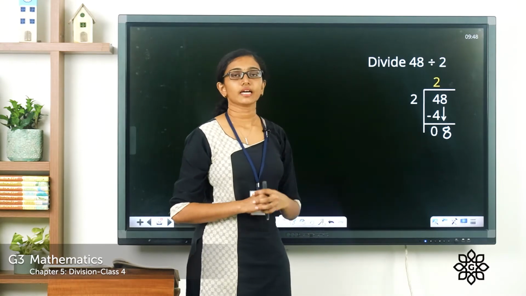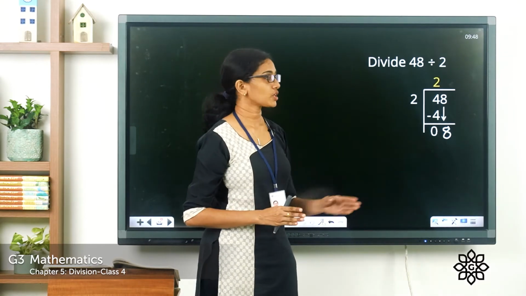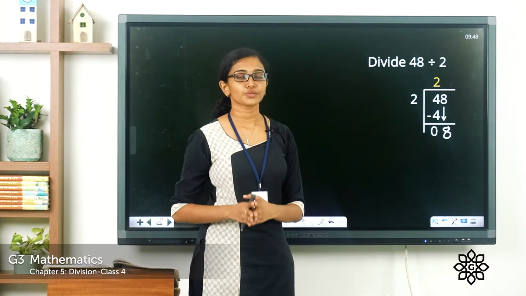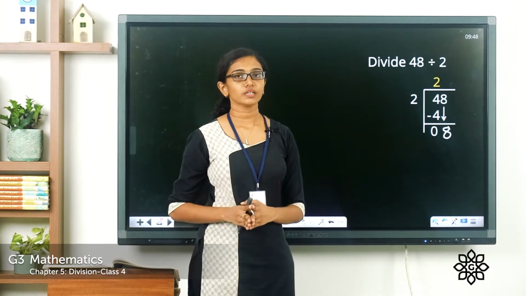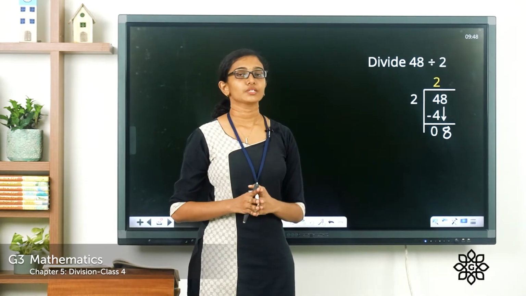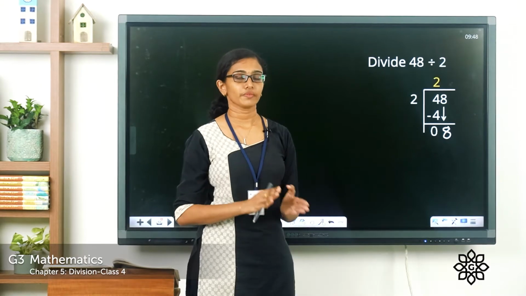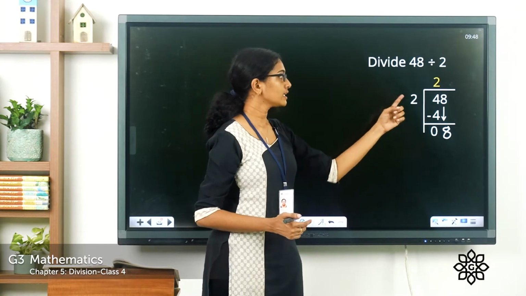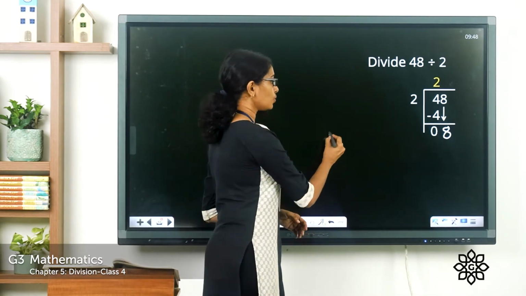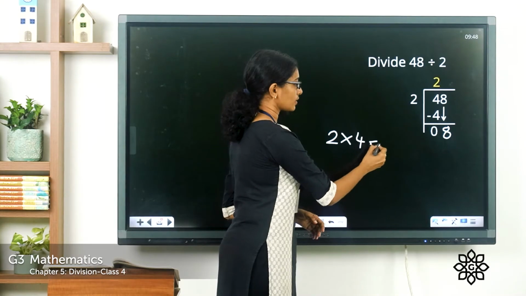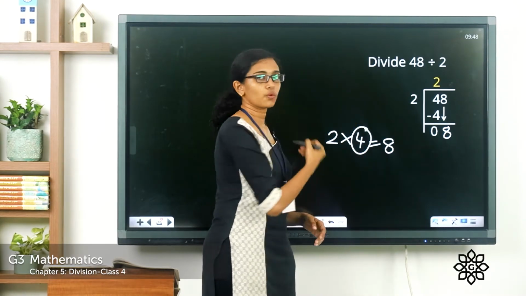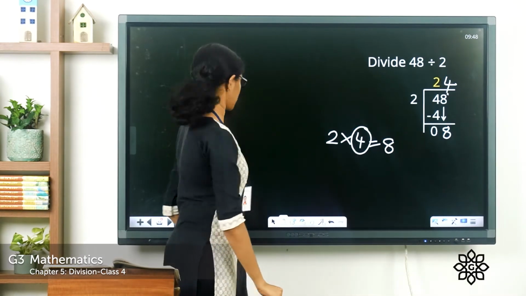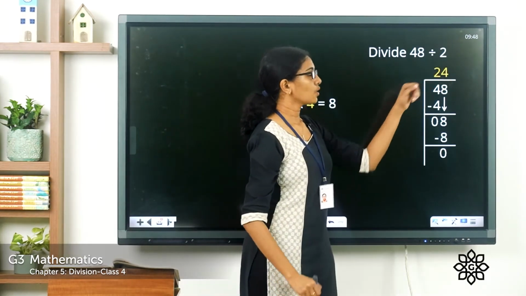So, let's recite the table of 2 till we reach either 8 or just less than 8. So, 2 into 1 is equal to 2, 2 into 2 is equal to 4, 2 into 3 is equal to 6 and 2 into 4 is equal to 8. So, we have reached 8 and we got 8 when we multiplied this 2 by 4. So, let's take this 4 here and write it at the top where you write the quotient. So, we have written 4 over here.